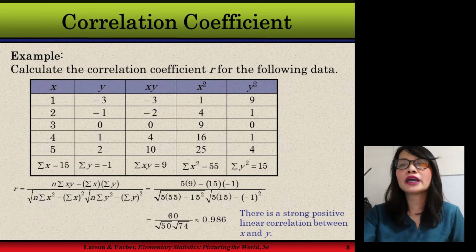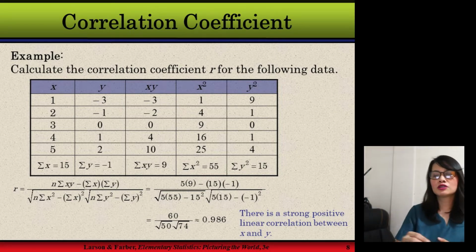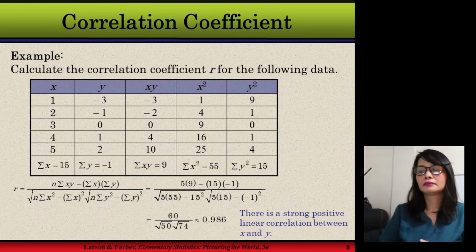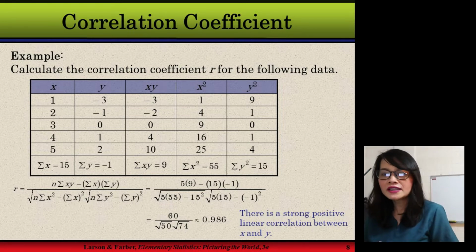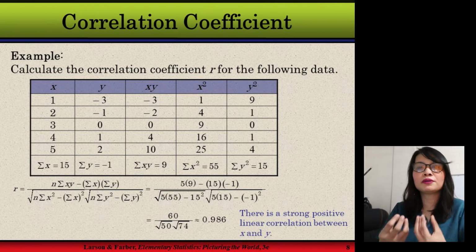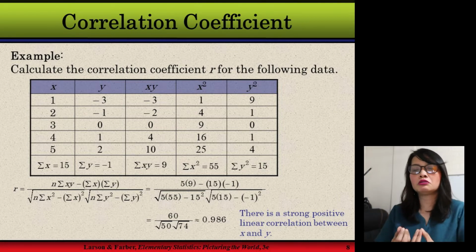Next, summation of xy. What about summation of xy? So you do have 9. And then summation of x squared, you do have 55. And then summation of y squared, you do have 15.